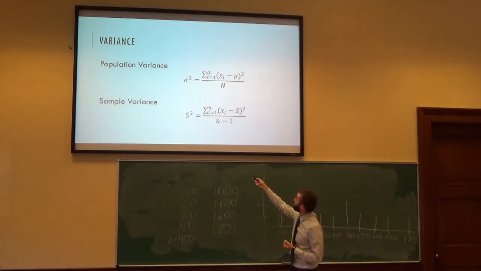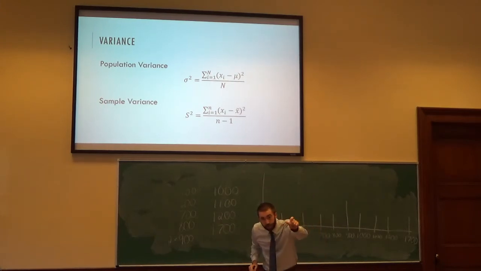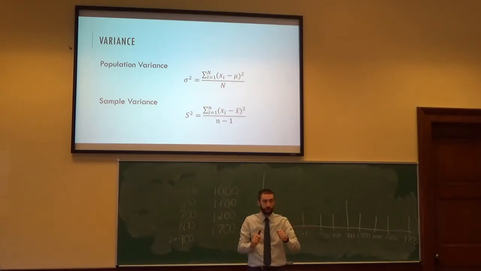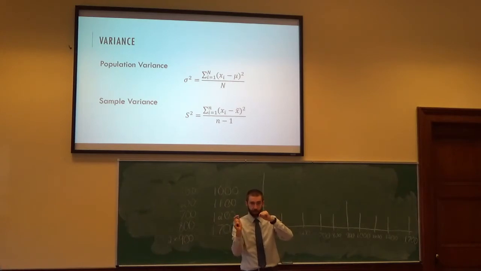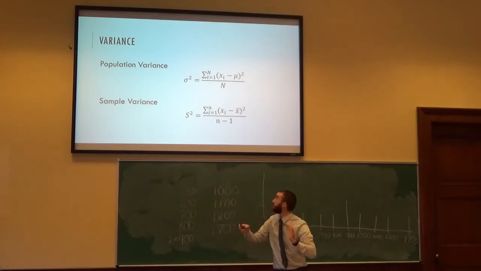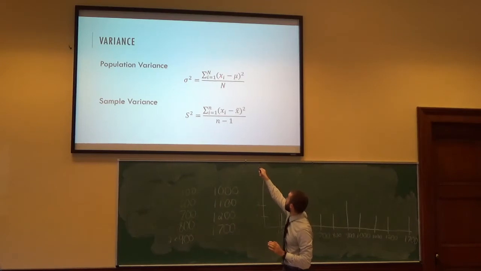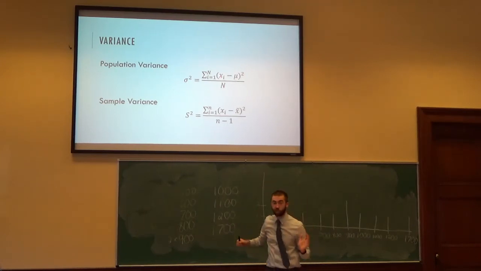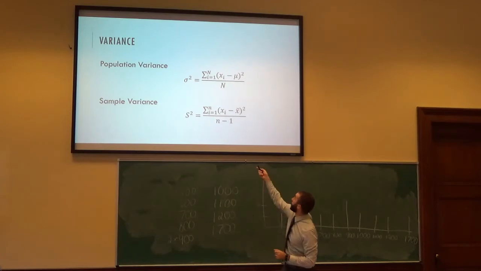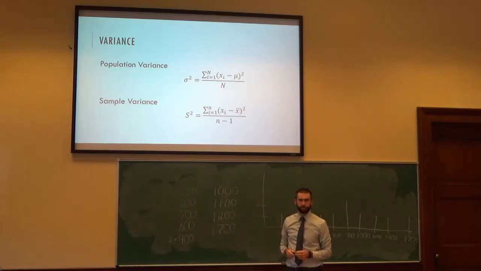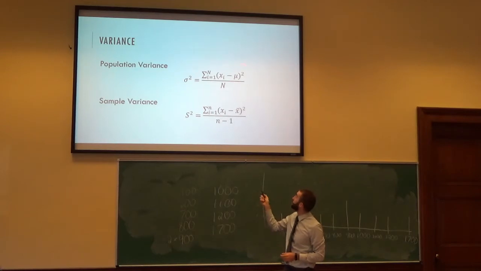The population variance, we use the Greek letter sigma, sigma squared, that's our population variance. And the way that it works is we sum up the differences between each individual value and the mean of the data. We take the individual value minus the mean, we square that, the individual value minus the mean, we square that, and then we sum that up. And then we divide by the number of members in the population. That is the population variance.